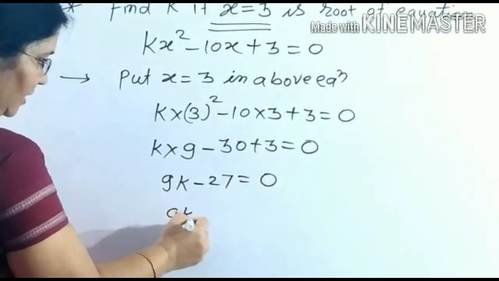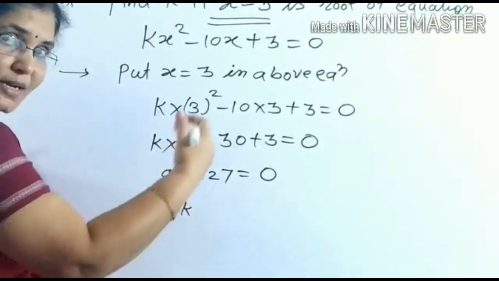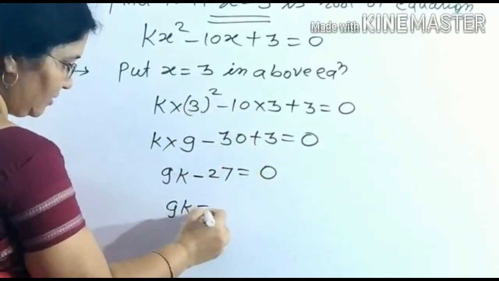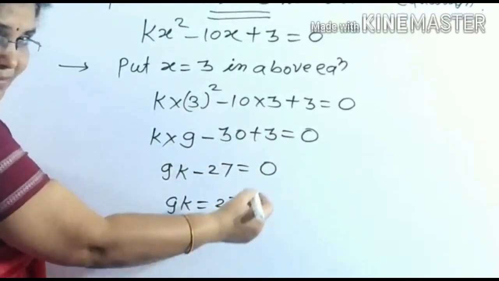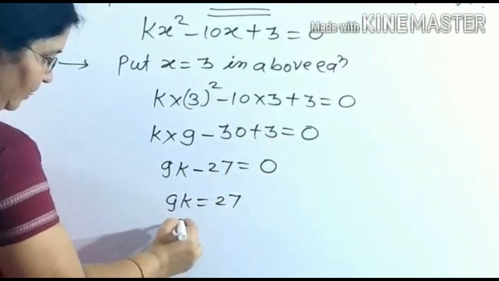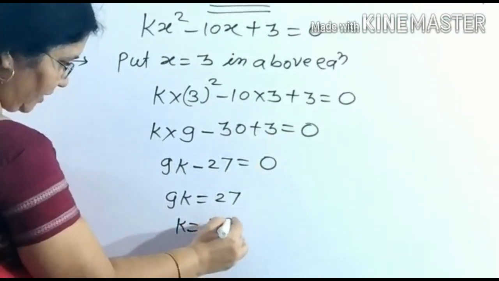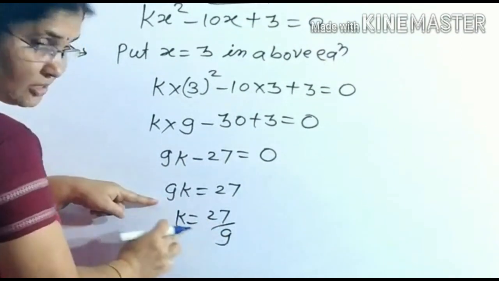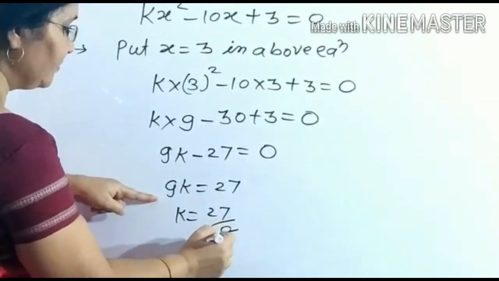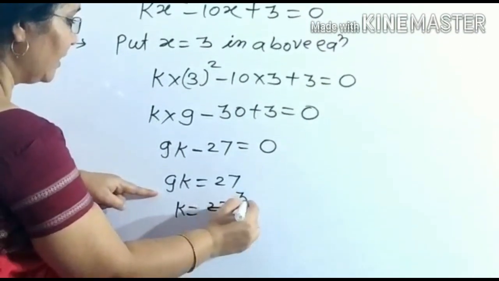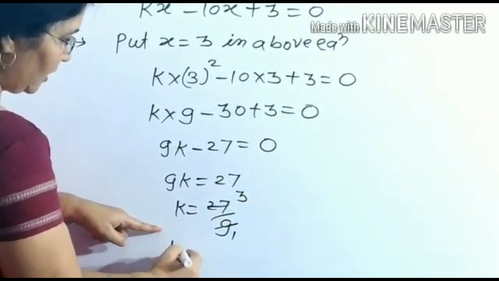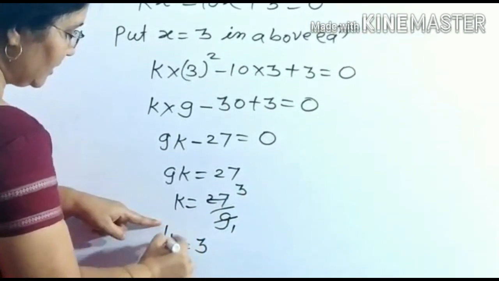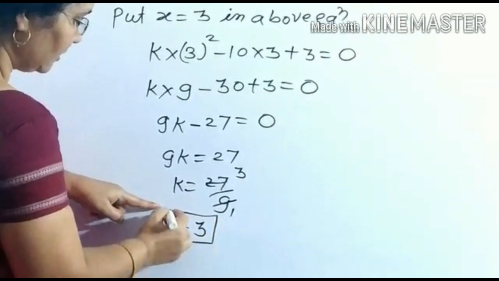So 9k, this minus 27 I will transfer to the right. It will become plus. So k is equal to 27 upon 9. This 9 in multiplication I have transferred to the right in division. 9 ones are 9, 9 threes are 27. So k value is 3. K is equal to 3.